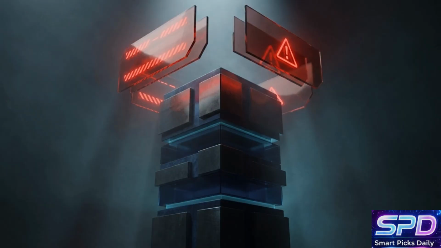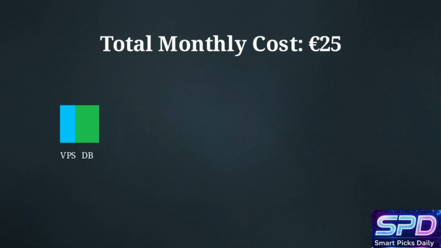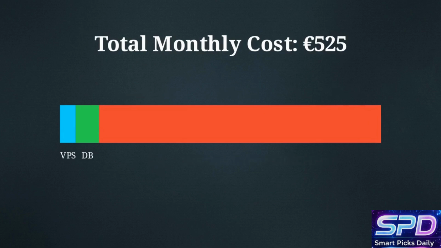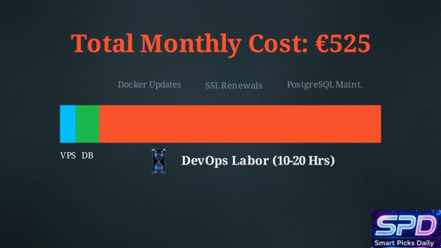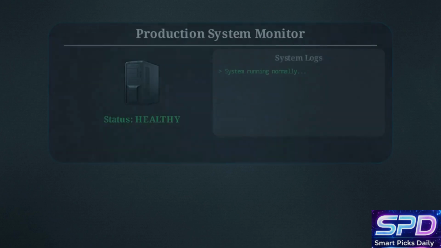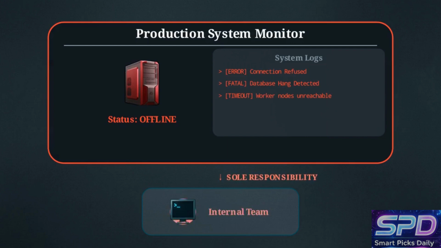But free software still carries a DevOps tax that must be paid to keep a production system reliable. When you add up VPS hosting, database management, and the 10 to 20 hours of monthly labor required for Docker updates and SSL renewals, you reach a sum of roughly €500 a month in real internal costs. You also own the incident response. If a server goes down or a database hangs, your internal team is solely responsible for troubleshooting and recovery.